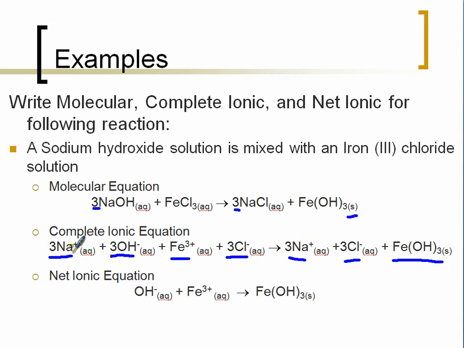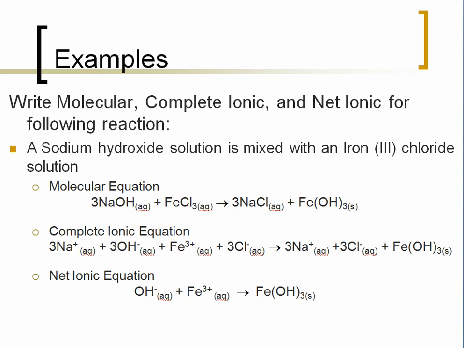All we care about are the net. For the net ionic, we want to get rid of our spectator ions. So all we're left with is hydroxide plus iron produces iron 3 hydroxide. And it's written as this, net ionic. If there are any coefficients in front of these, you would get rid of them or reduce them down to the lowest common denominator. So let's try one more example and then we'll call it quits.